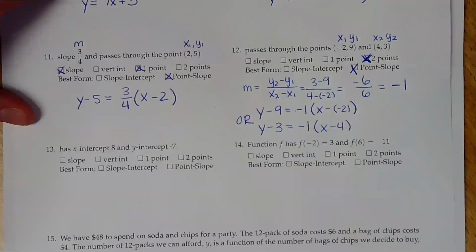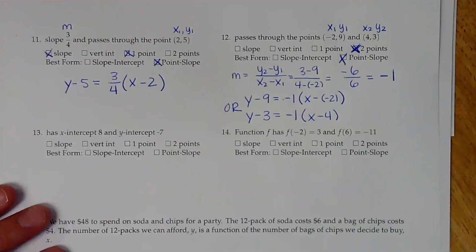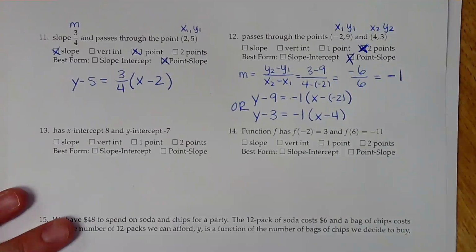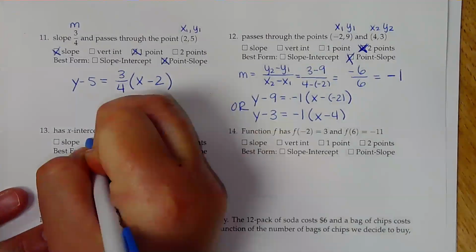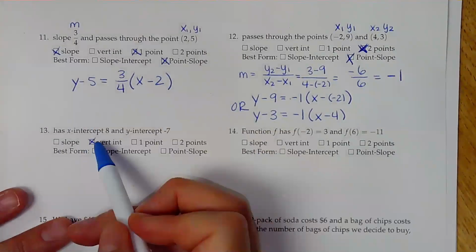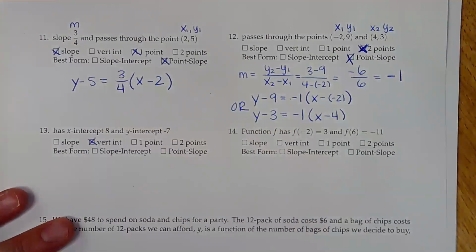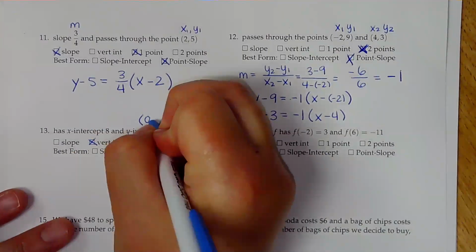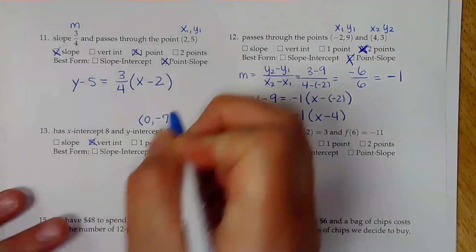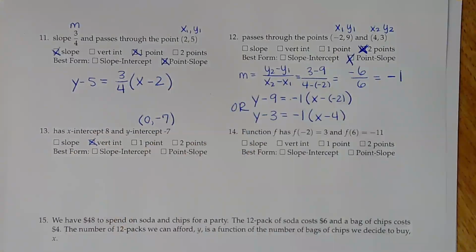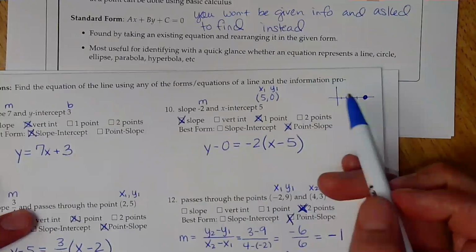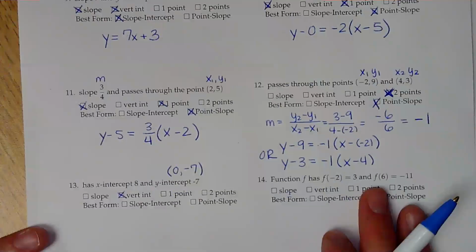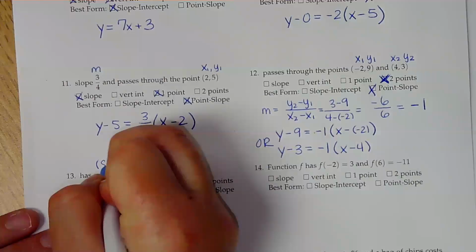All right, number 13, we have an x-intercept of 8 and a y-intercept of -7. So I do have a vertical intercept since I have my y-intercept, and I have this other intercept. So let's think about this for a minute. My y-intercept would give me a point of 0, -7. And my x-intercept, remember your x-intercept is the one that lays on the x-axis. So your y value would be 0 there. So we would have 8, 0.